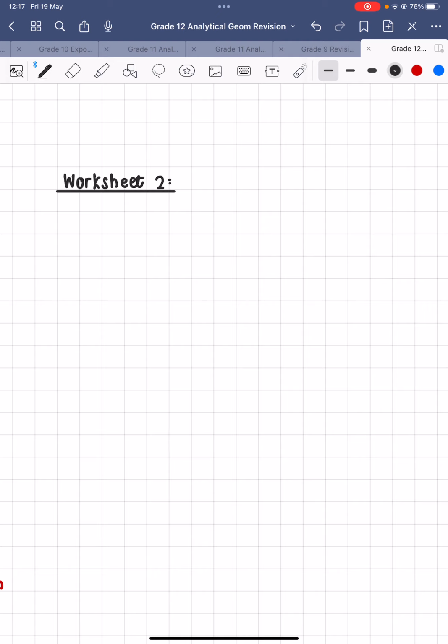I'm going to do 1B and 1C. 1A is just a little bit too easy, I don't want to do that one. So in number 1, they're asking us to determine the equations of the circles. For B, they've given us the center as -2, 3. Those are the coordinates of the center, and they are also telling us that the radius is 5.